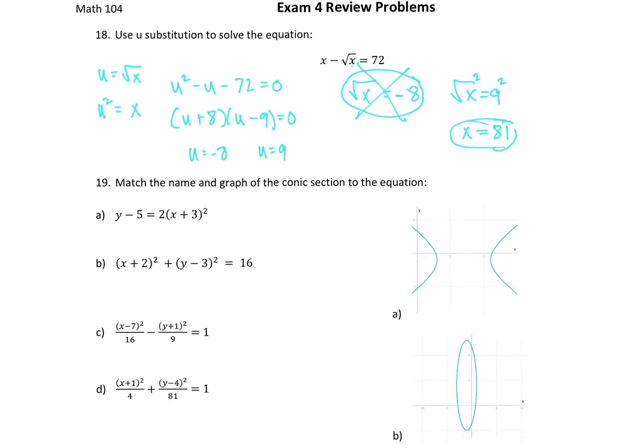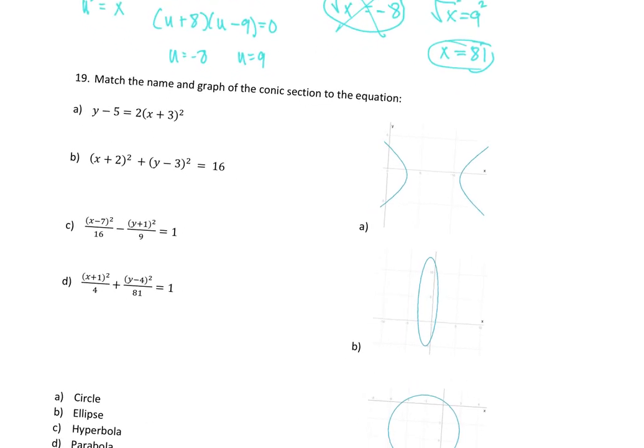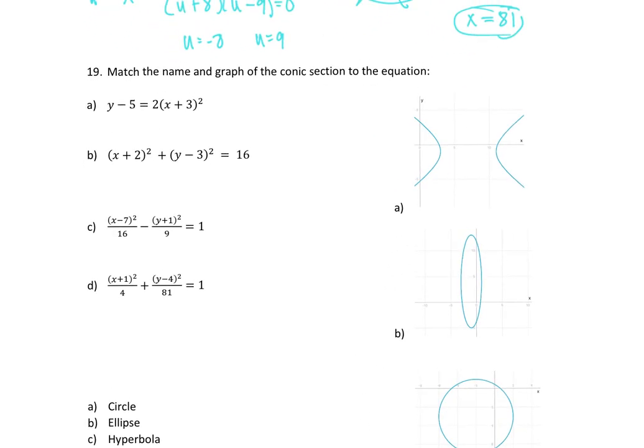So there you go. Let's take a look at 19. 19 is actually a drop-down multiple choice or computer part. It has 4 different equations. They are definitely not functions. With those 4 equations, you need to match what the name of that equation is and what the graph of that equation looks like.